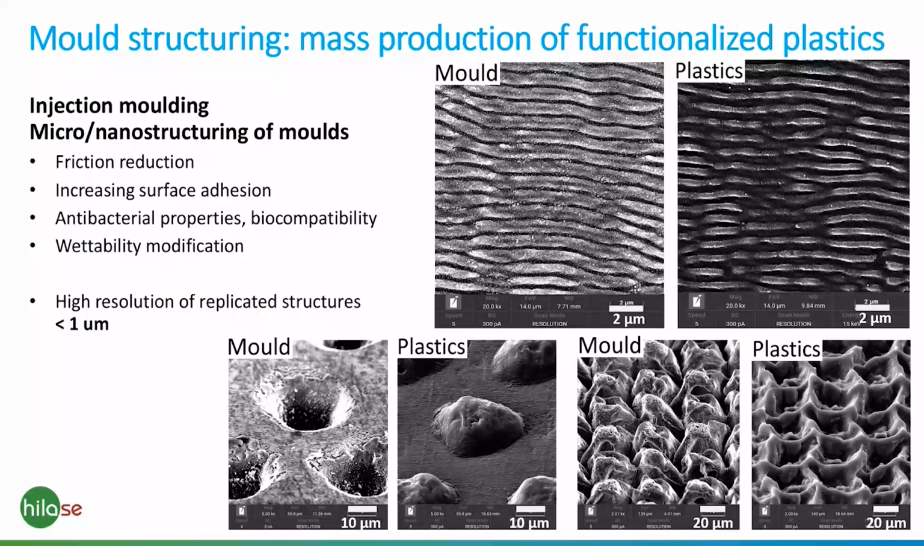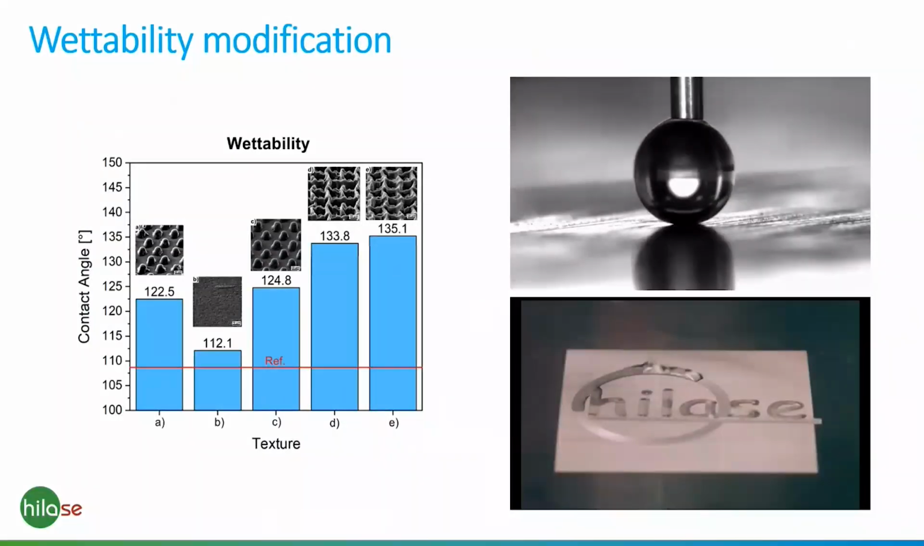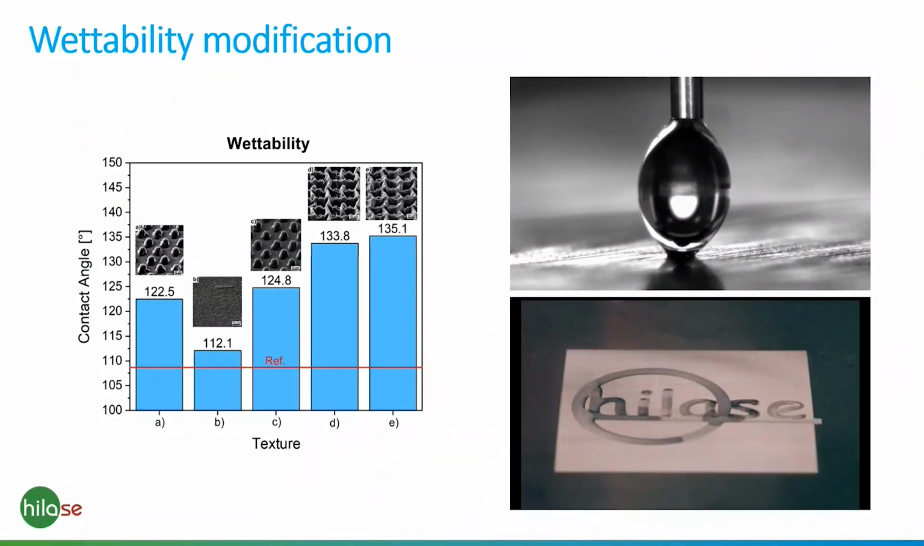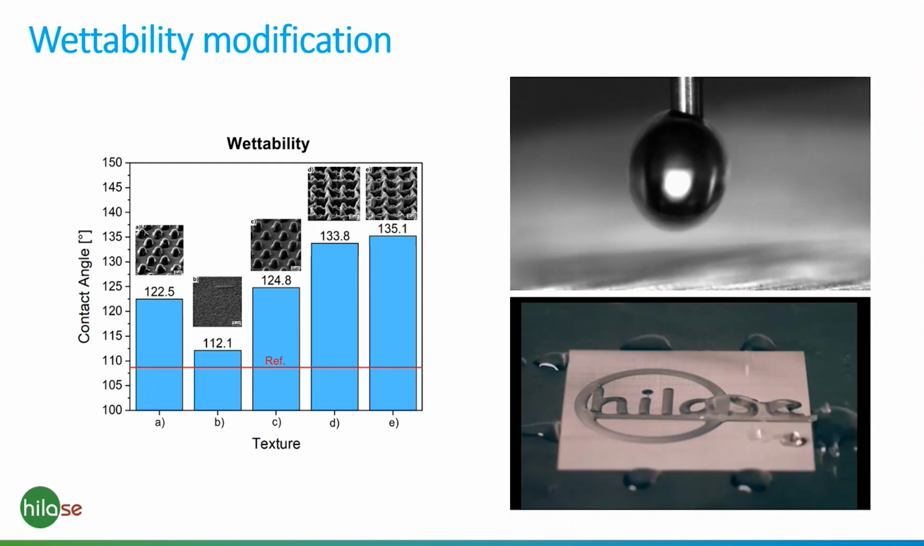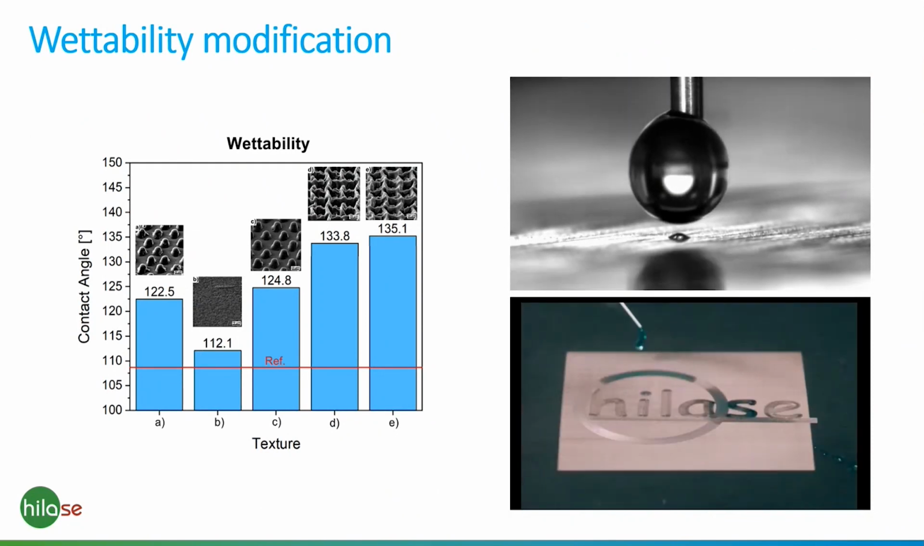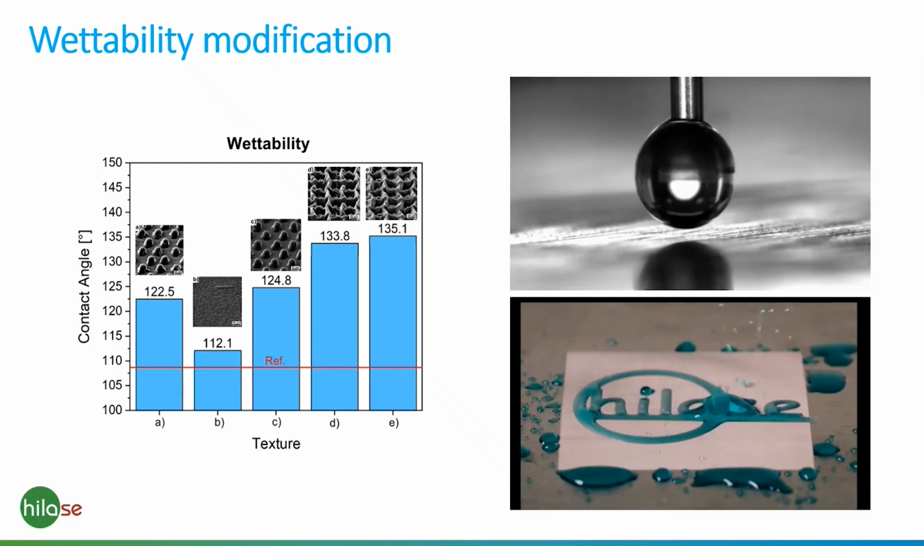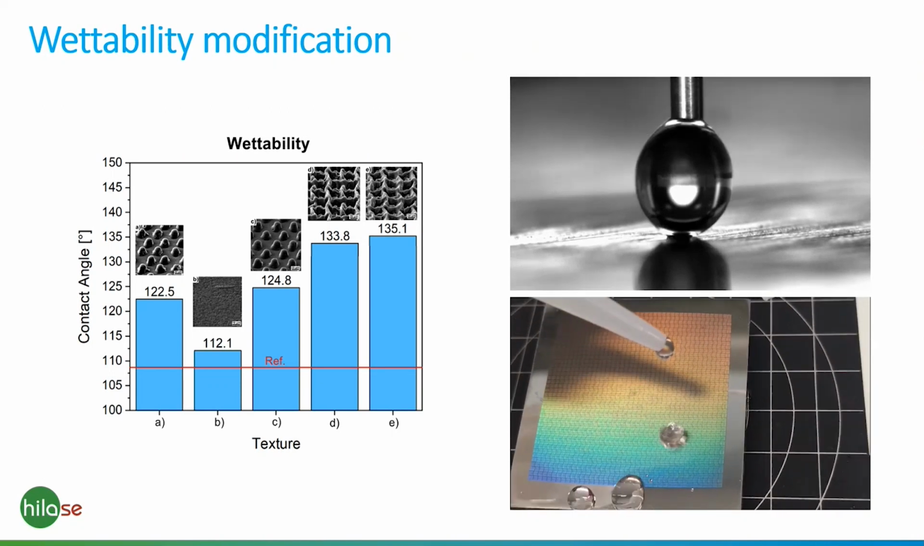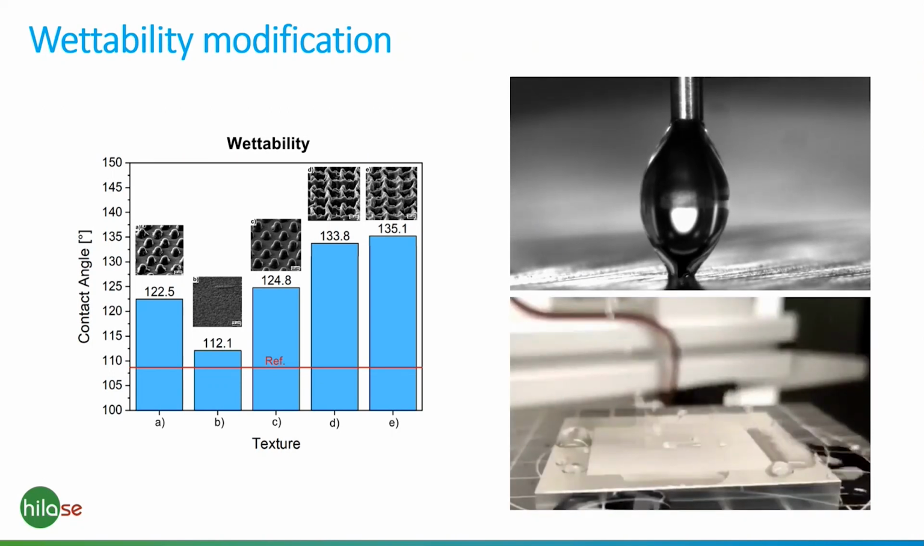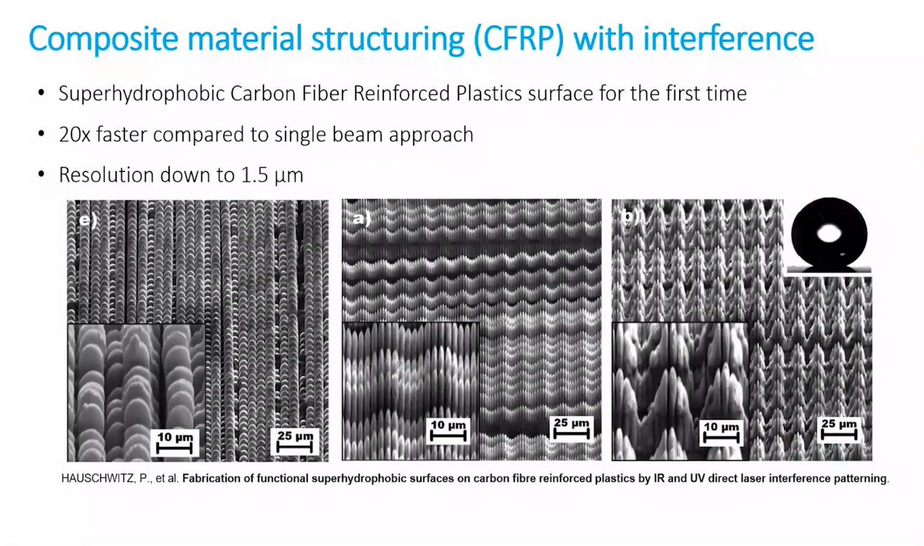We find out that we are able to transfer even sub-micrometer structures from the mold into the plastics, and even combine micro and nanoscale structures on the plastic part. In this case, for example, we tested these plastics part for wettability, and we find out that we are able, by different structures, to tune the contact angle quite significantly. But of course, we are not limited just to plastic parts, but we can structure the metals itself.